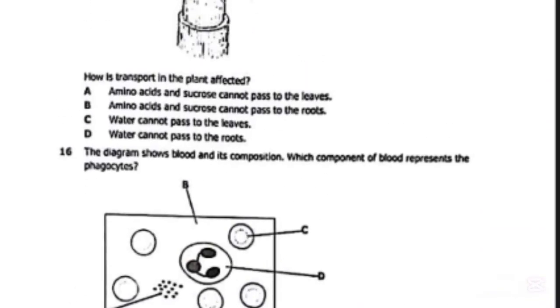Moving on to question 15. The diagram shows the stem of a plant whose bark has been removed.